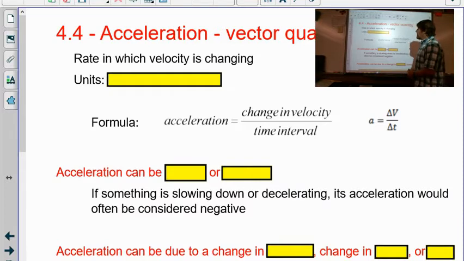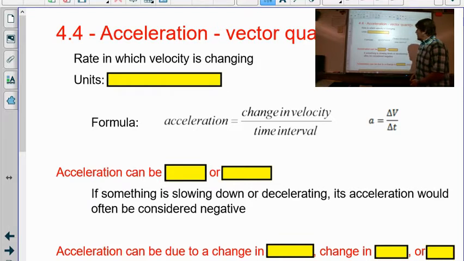So we are going to start off with 4.4, which is acceleration. Recall that acceleration is a vector quantity, which means that it has direction and magnitude, okay? A lot of times I will just ask for the magnitude, but know that it should have a direction attached to it as well. And so it is the rate at which velocity is changing. So how fast is the velocity changing, okay?